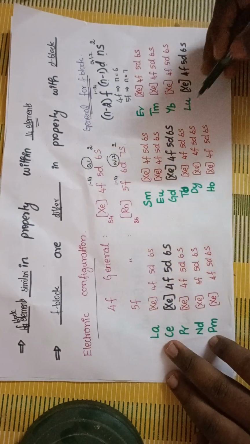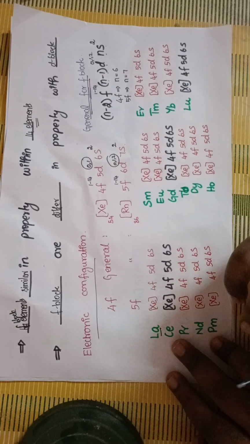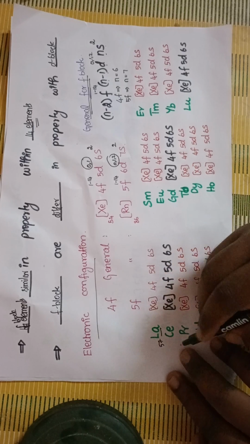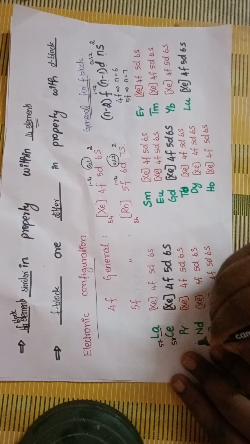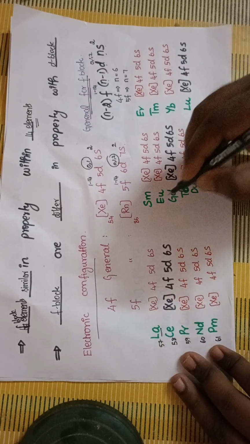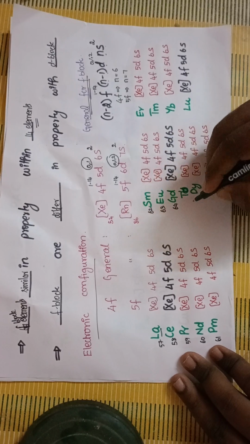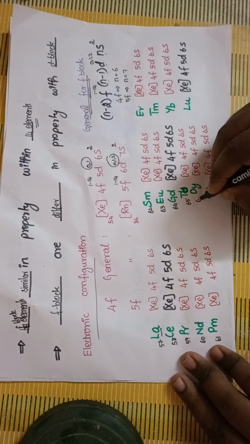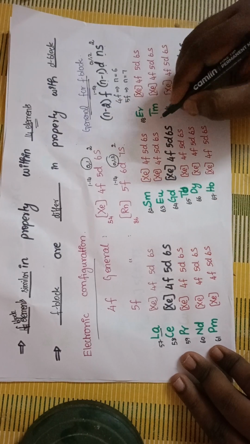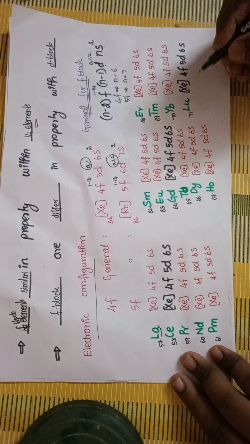So these are all lanthanides. Lanthanum is not an F block element. Try to remember, lanthanum is not an F block element. Lanthanum atomic number is 57, so cerium will be 58. Praseodymium 59, neodymium 60, promethium 61, samarium 62, europium 63, gadolinium 64, terbium 65, dysprosium 66, holmium 67, erbium 68, thulium 69, ytterbium 70, lutetium 71.